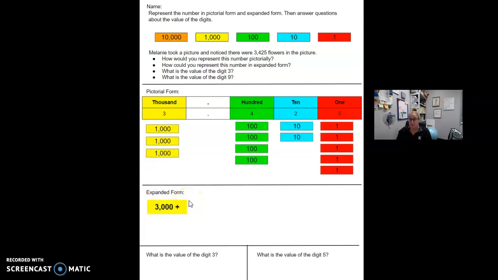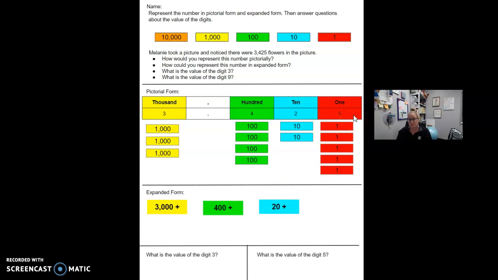I have 3,000. And I'm going to say plus, because I'm not done. I have other numbers to look at. Then I'm going to move to my hundreds place. I'm going to count by hundreds. So let's see how many hundreds we have. 100, 200, 300, 400. So then I'm going to write 400 plus, because I'm still not done. Now I'm going to move to my tens place. 10, 20, so I'm going to write 20 plus, and then I'm in my ones place.